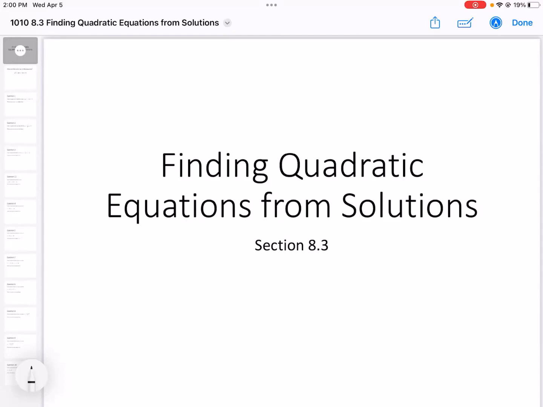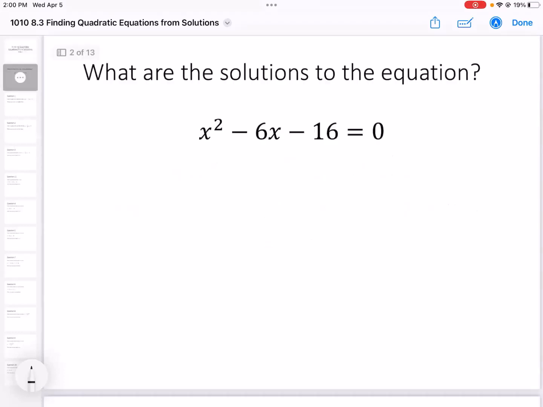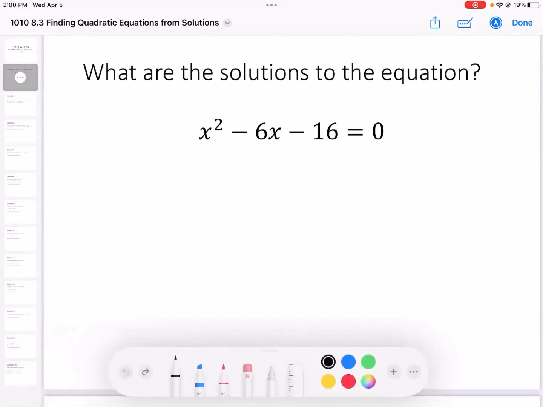So our lesson today is about how to find quadratic equations when you're given the solutions. What we've been focusing on for the last couple lessons is how to find solutions to an equation like this. One way we can find solutions is to factor the equation. If I do negative 16 times x squared, that gives me negative 16x squared. What are two things that multiply to negative 16x squared and add to negative 6x?